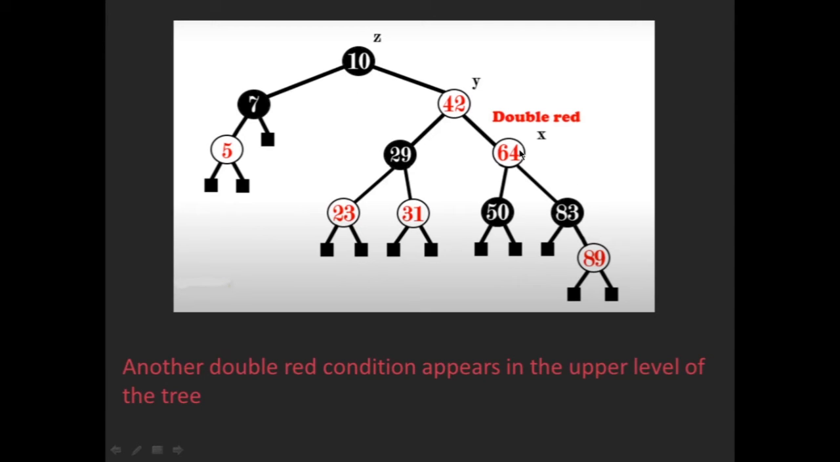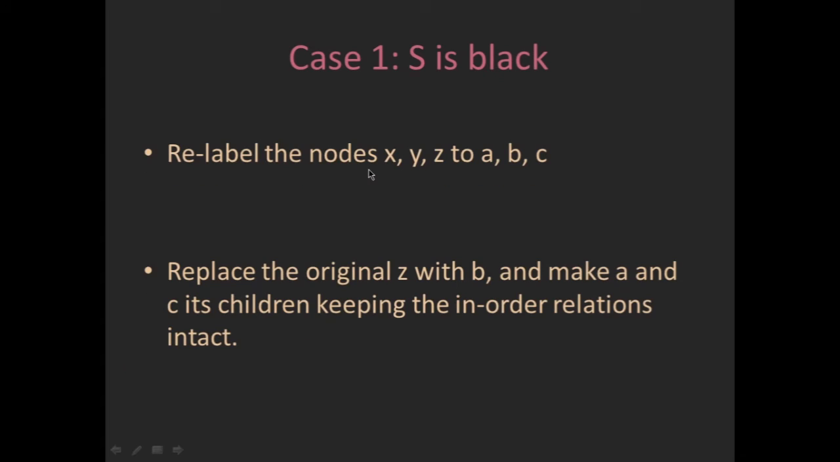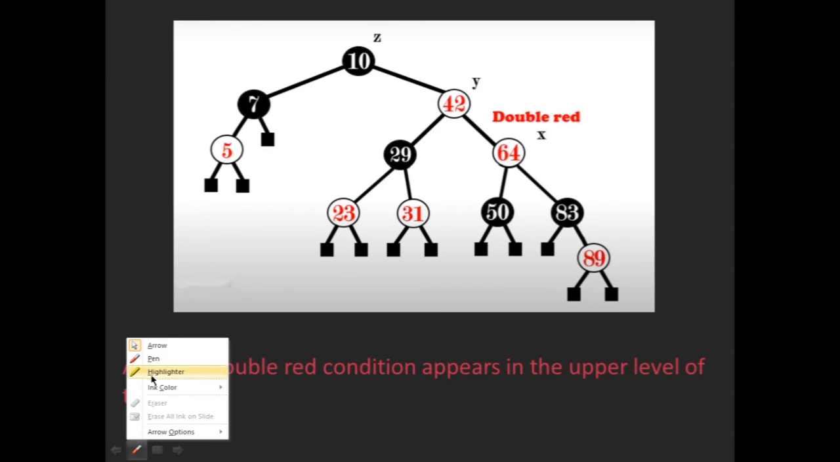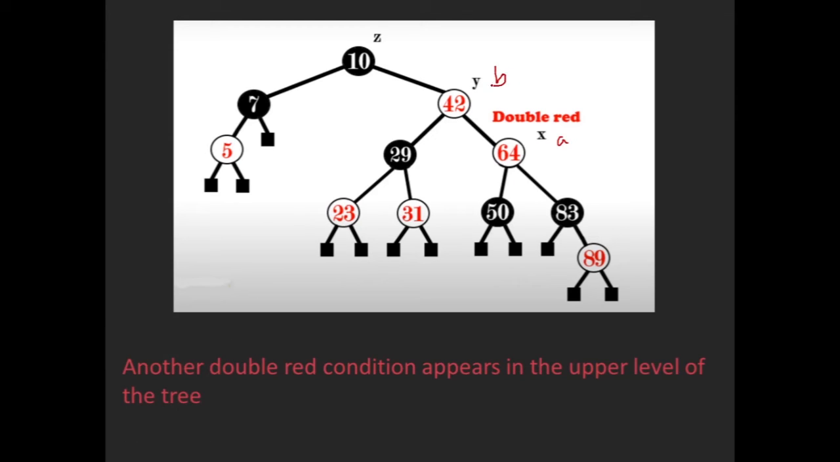So this is the uncle of X. The uncle of X is black, so this is case 1, when the uncle of X is black. So we have to relabel these nodes to A, B, C. So we are just going to relabel them to A, B, C, and according to the algorithm, this node comes in this place. So 42 comes over here, 42 becomes the root node. It becomes black because it is getting replaced with this node, so this becomes black. This becomes red, and these two nodes become the children of this node.